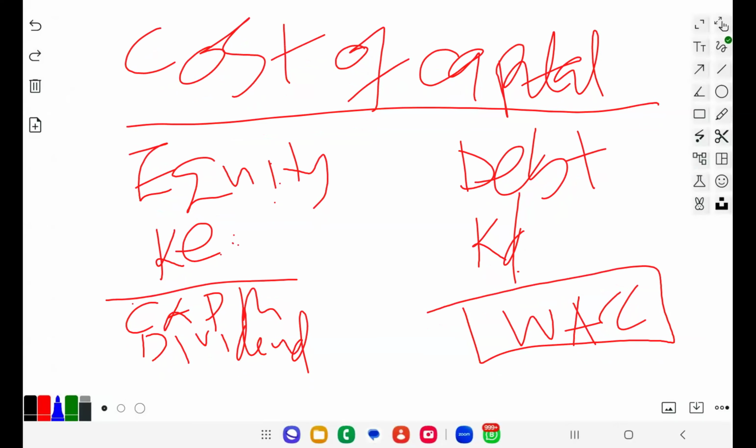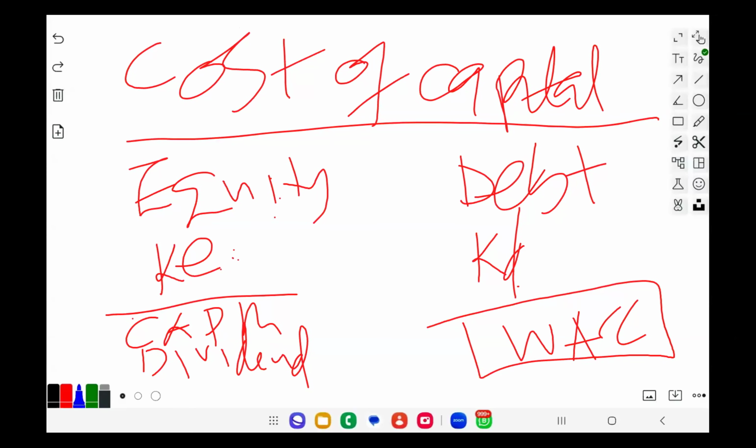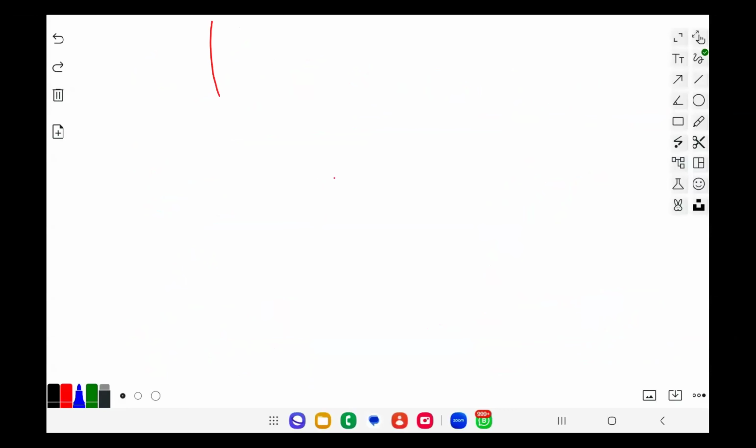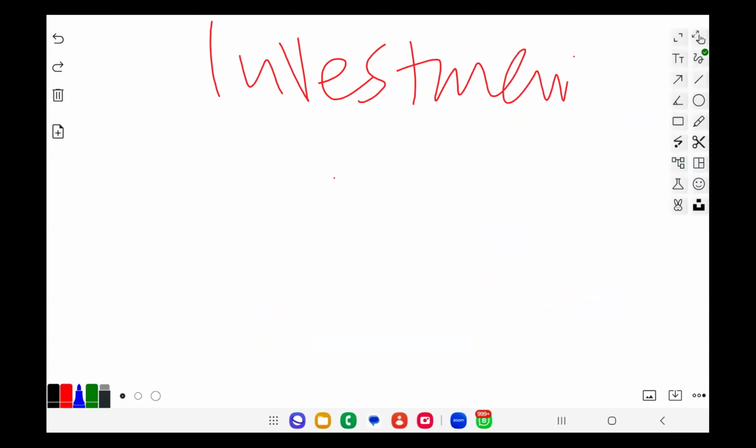Okay. So now, having talked about this, we want to leave this section and start revising another topic, investment appraisals. Now, what is investment appraisal? Investment appraisals are basically the techniques that are used to test the viability of an investment option.